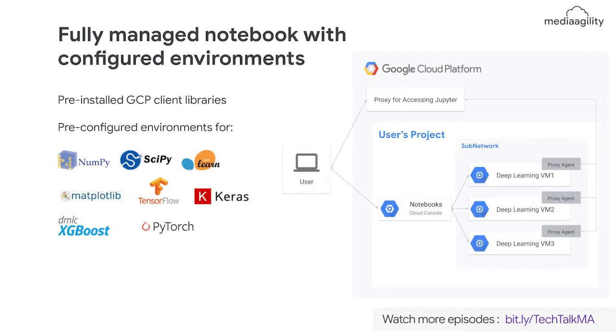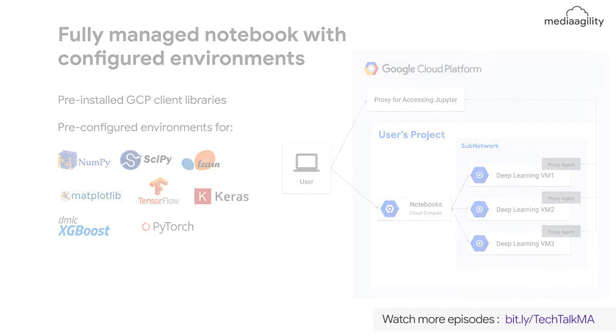So let's talk about fully managed notebooks on pre-configured environments. One of the products that GCP provides on deep learning VMs is called AI platform notebooks, which run on top of these deep learning VMs. They are pre-configured environments for frameworks like NumPy, SciPy, TensorFlow, Keras, XGBoost, PyTorch, and so on that you can use to write your machine learning experiments.